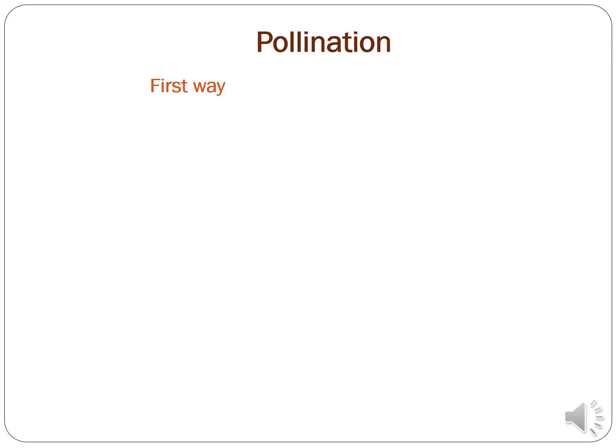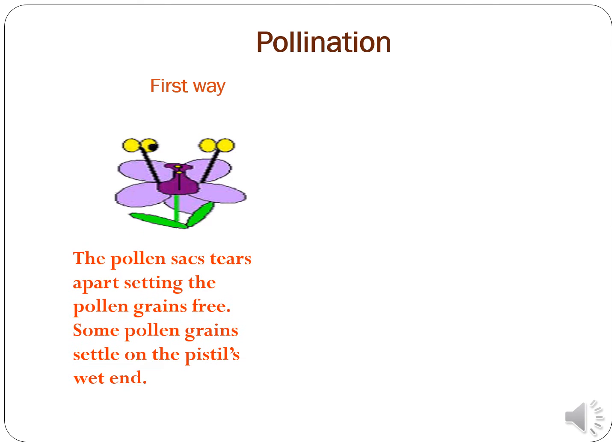Pollination. There are 2 ways for pollination. The first way, in the same flower, the pollen sac stirs apart, setting the pollen grains free. Some pollen grains settle or fix on the pistil wet end. The pollen grains sit on the pistil's wet end.